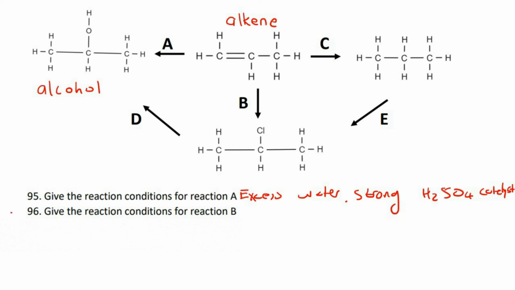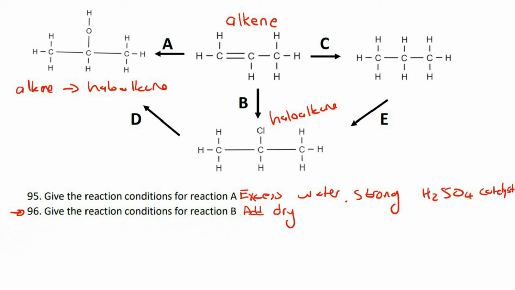Moving on to the second question now. We need to give the reaction conditions for B. So for B, you're going from an alkene to a haloalkane. In your notes, you need to have a reaction condition for alkene going to a haloalkane. And what you should have there is that there should be no water present. So you're just going to add the dry HCl. Some teachers, instead of using the word dry, might use the word anhydrous. It means no water. Add the dry HCl to the alkene.